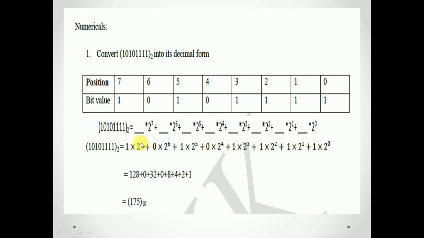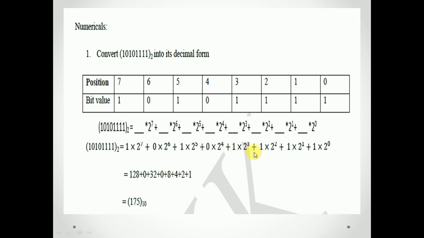So now you have to take just the products. 2 raised to 7 is 128, into 1, again 128. This is 0, because it is multiplied by 0. Again 2 raised to 5 into 1: 2 raised to 5 is 32, into 1, 32. Plus this product is 0, plus this product is 8.